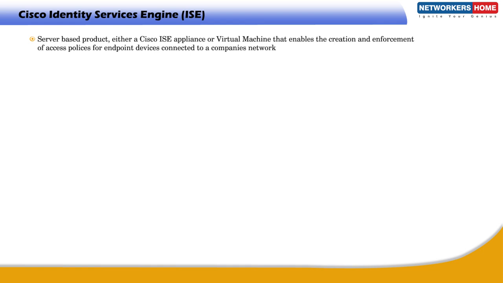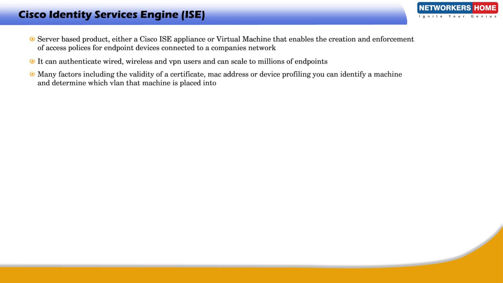Cisco ISE. Cisco Identity Services Engine (ISE) is a server-based product, either a Cisco ISE appliance or virtual machine, that enables the creation and enforcement of access policies for endpoint devices connected to a company's network. In simple terms, you can control who can access your network and when they do, what they can get access to. It can authenticate wired, wireless and VPN users and can scale to millions of endpoints.